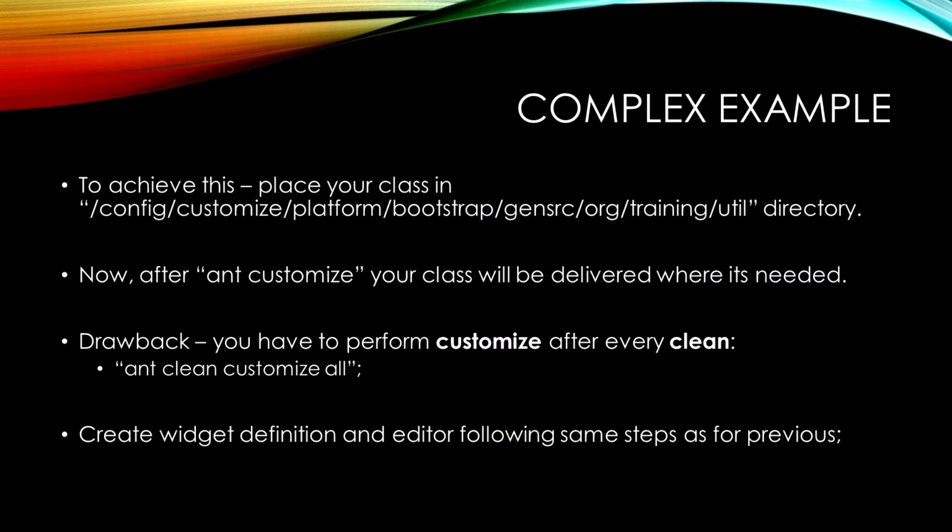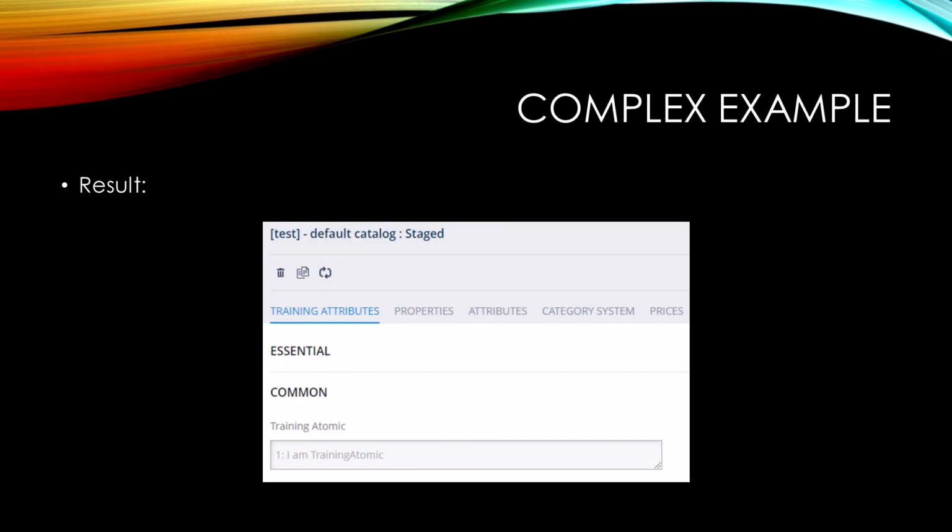Now you need to execute customize after every ant clean. So you can't just run ant clean all. It's either ant all or ant clean customize all. Last step is to create a widget definition and editor as in previous example. In the end, after adding widget and editor, I was able to see my new atomic type in the back office.